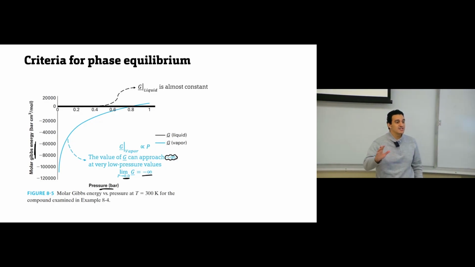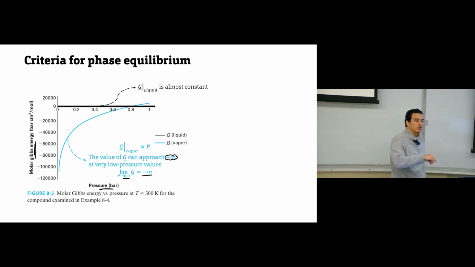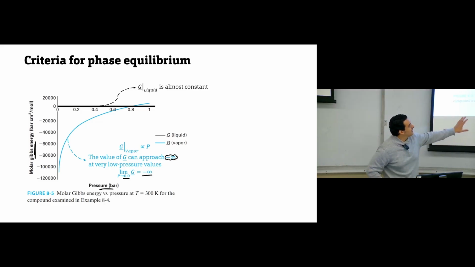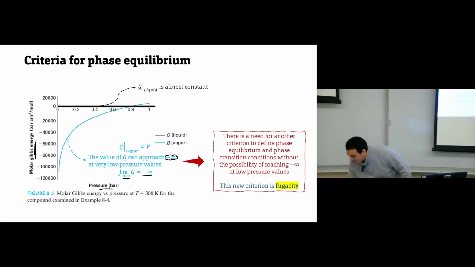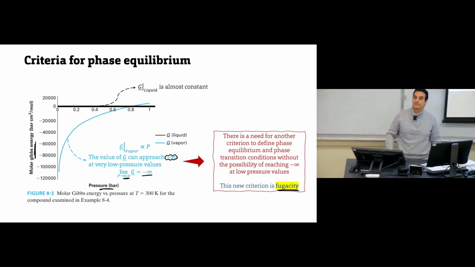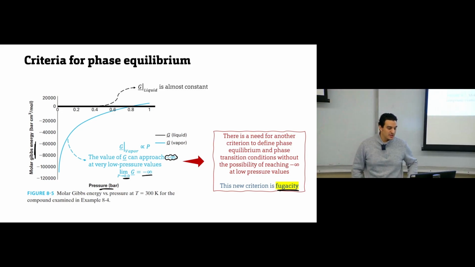So molar Gibbs free energy is an easy criterion we can use, but it cannot be used for mixtures. It can be used for pure substances, but with small pressure values, you have significant variation with small pressure changes, and the value of molar Gibbs free energy for vapor can be negative infinity. This is the reason that leads us to find a new property that we can use as a criterion for phase equilibrium, called fugacity. And this will be the topic we discuss in the next lecture: fugacity.